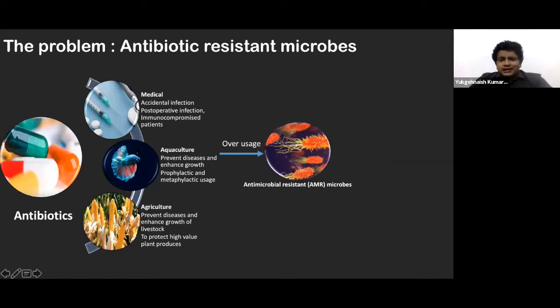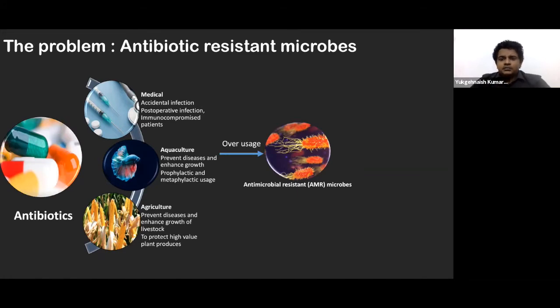Other than medicine, in the other two fields, agriculture and aquaculture, the issue is the prophylactic usage of antibiotics. In order to treat a small sample of diseased fishes or livestock, they apply antibiotics to the whole field or the whole fish tanks. In some countries the regulation is not as tight, hence the overusage of antibiotics.